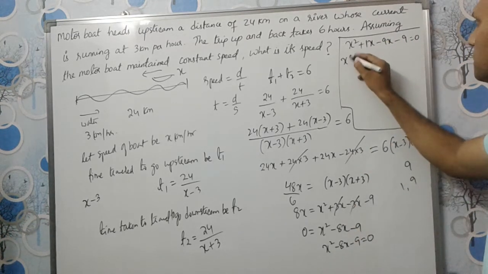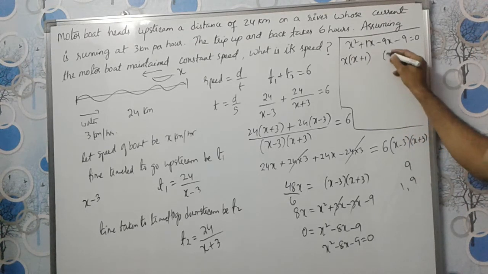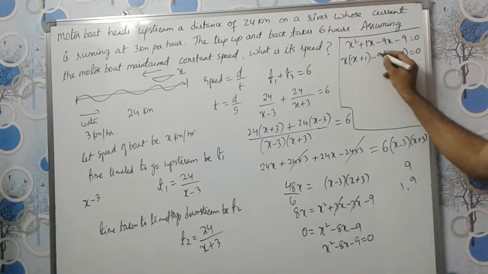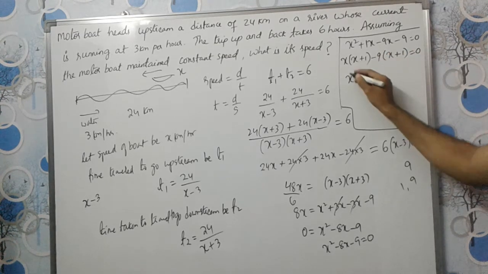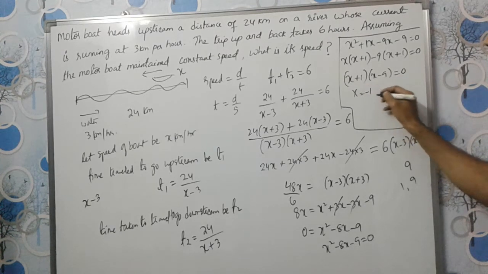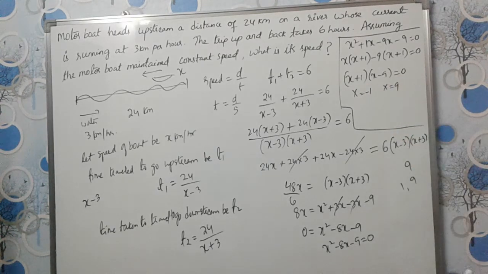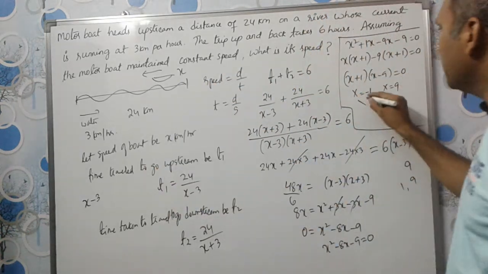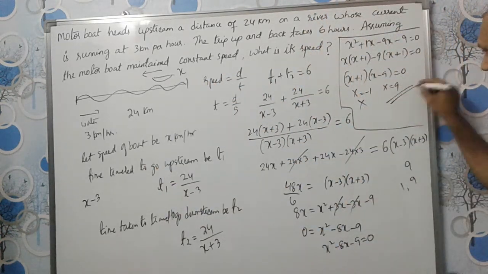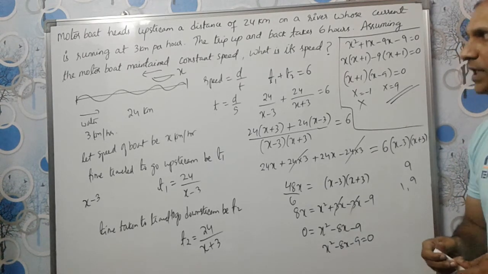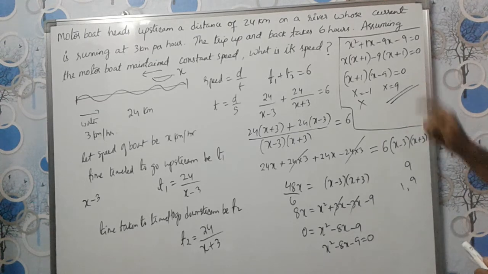So from these two terms we can take x common, so this will be x plus 1, and from here also it will be x plus 1 is equal to 0, outside the bracket minus 9. So x plus 1 multiplied by x minus 9 is equal to 0. So x will be minus 1, x will be equal to plus 9. So we took x as the speed of the boat, right? So it cannot be negative. So what is the value of x? It is equal to 9. So speed of the boat is equal to 9.